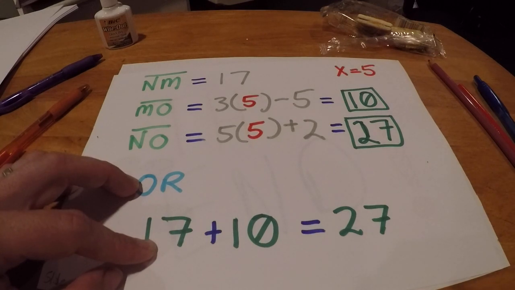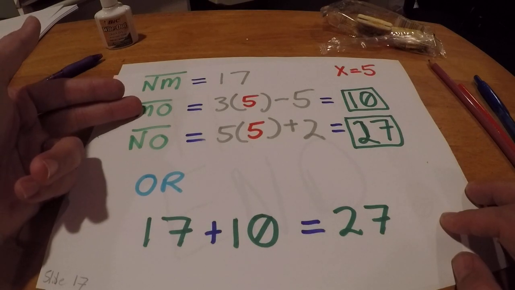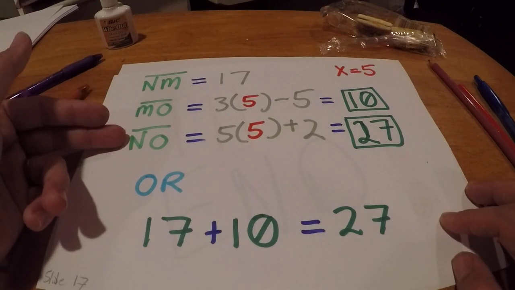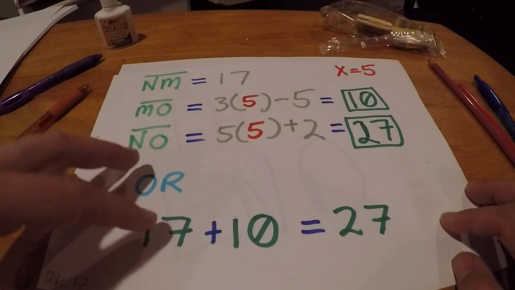In summary, we should always look, do we have a part? A part? Well, if we have two parts, we add them to get the whole. If we already have the whole and one of the parts, we subtract to get the other part.